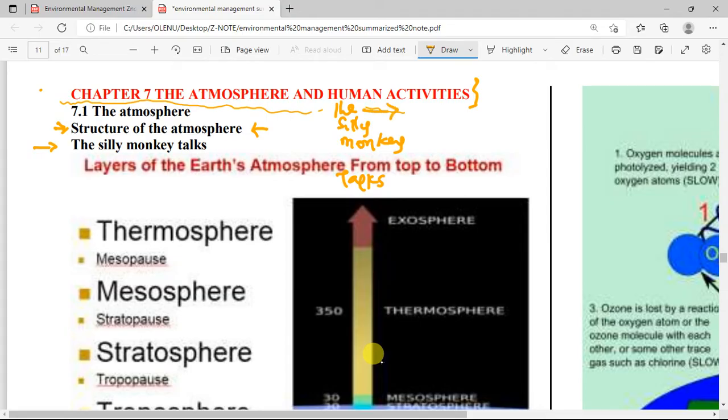The T here represents the troposphere. The S is the stratosphere. The M is the mesosphere, and the T here is the thermosphere. Sorry.